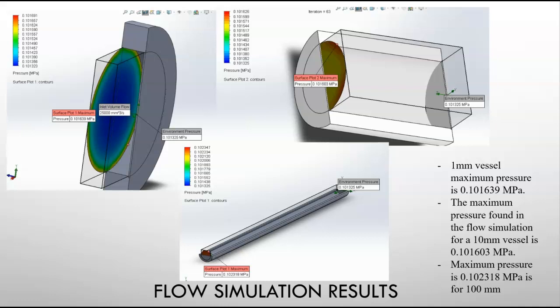So for the 1 millimeter vessel, there was a maximum pressure of 0.101639 megapascals. For the 10 millimeter vessel, it was 0.101603 megapascals. And the maximum pressure for the last one, which is the 100 millimeter blood vessel, is 0.102318 megapascals.